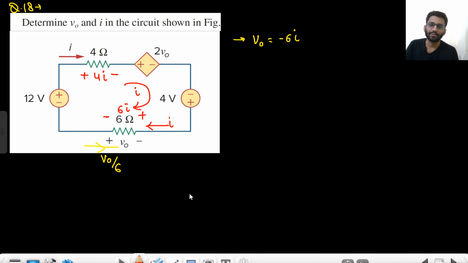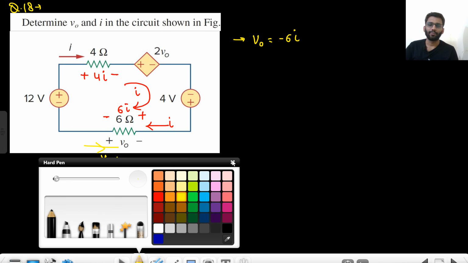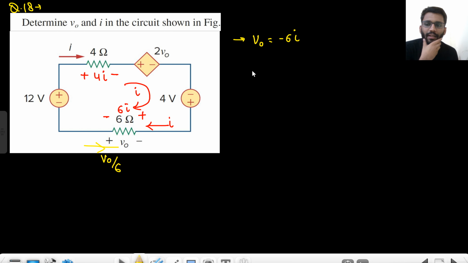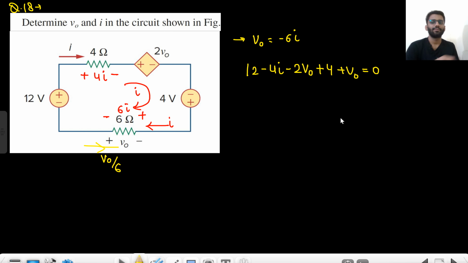This should be small i. Okay, so v naught is equal to minus 6i. And what else can we write? 12 minus 4i minus 2v naught plus 4 plus v naught is equal to 0.